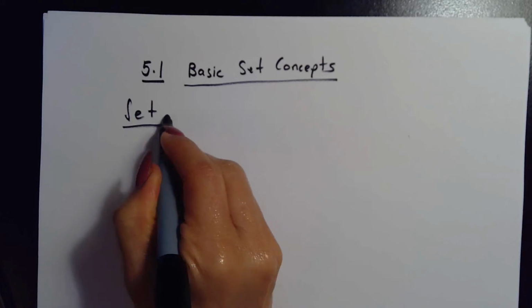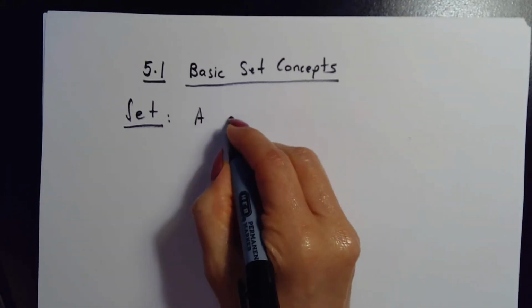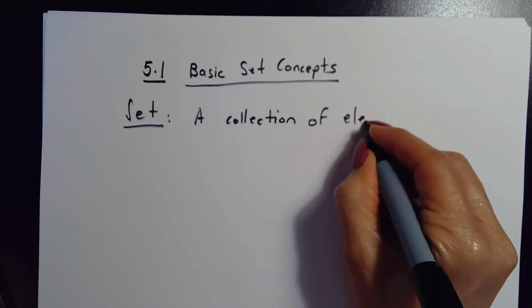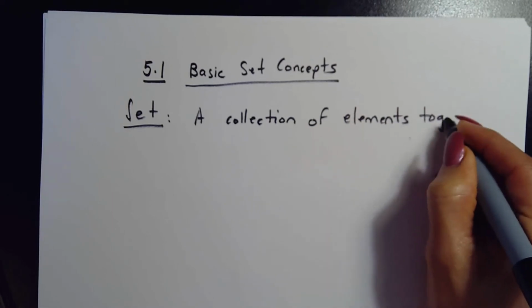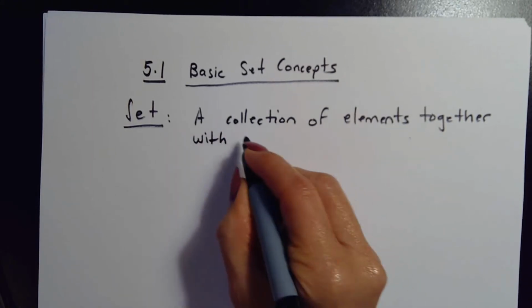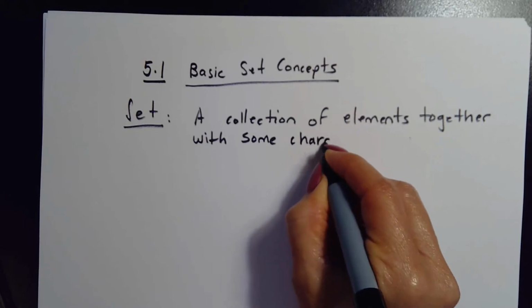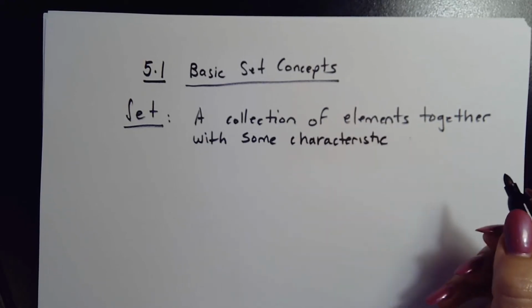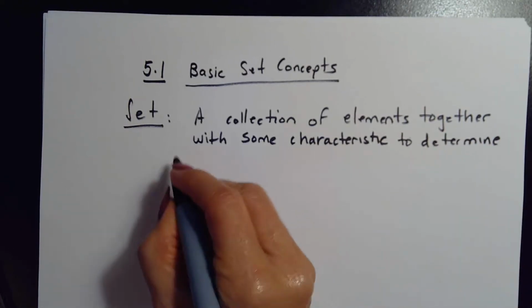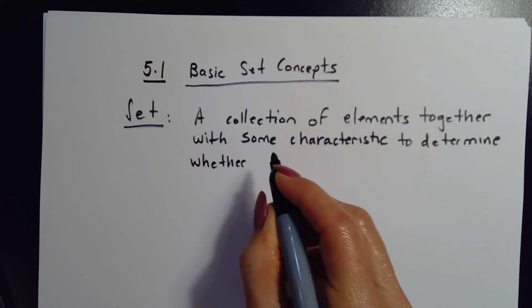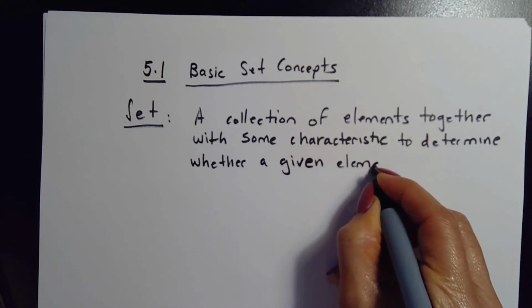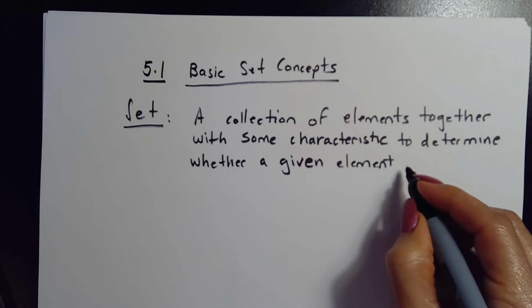A set is a collection of elements together with some characteristic to determine whether a given element belongs to the set.